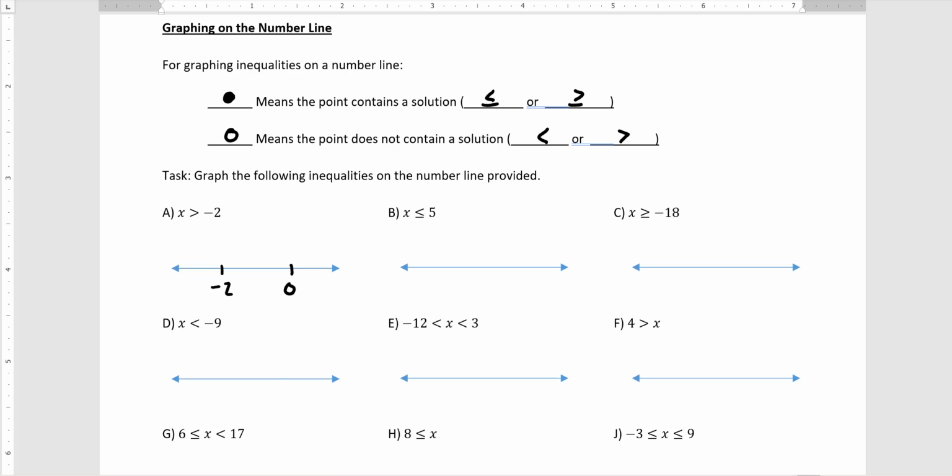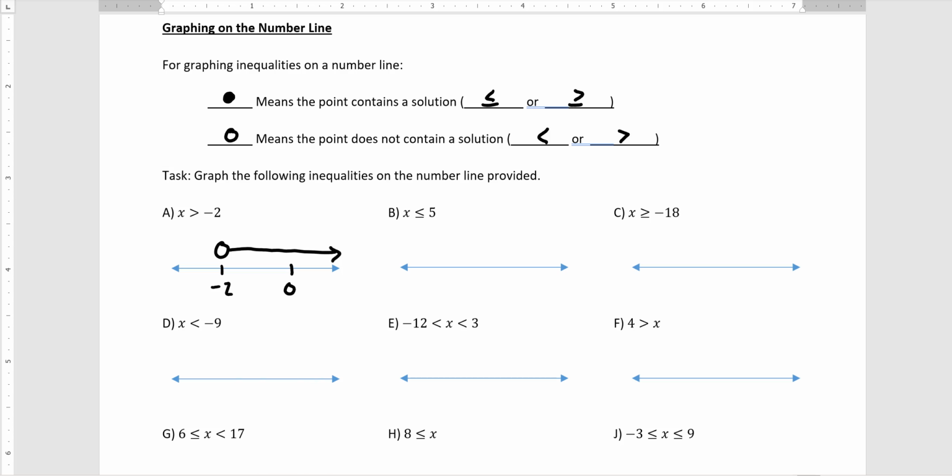So, first question, open or closed circle? Well, since x is strictly greater than -2, that means -2 is not a solution, which means we'll use an open circle, place it right above -2, and greater than means that we are going to the right. And boom, that's what our inequality graphed on this number line would look like.